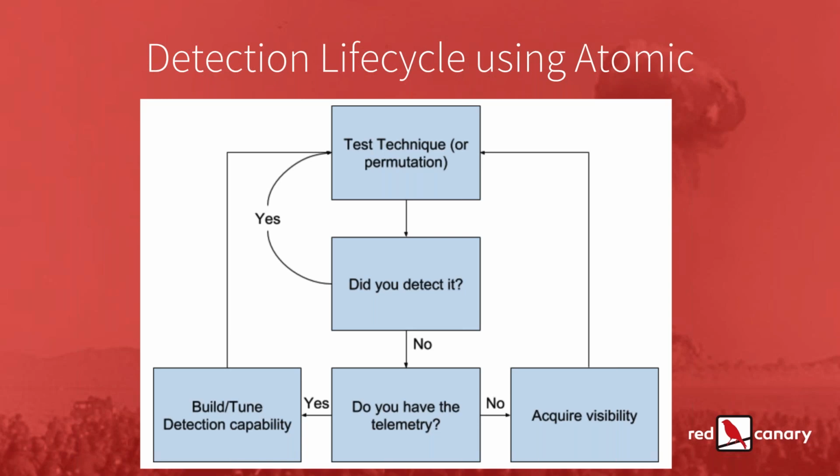If you didn't detect it, if you didn't have any warnings that went off, then you have some work to do. You go back to your source of record and ask, do I have any telemetry that shows me this thing happening? Any raw data anywhere across my environment? And if I do, then I can operationalize that. I can take that data and build it out into a detection capability.